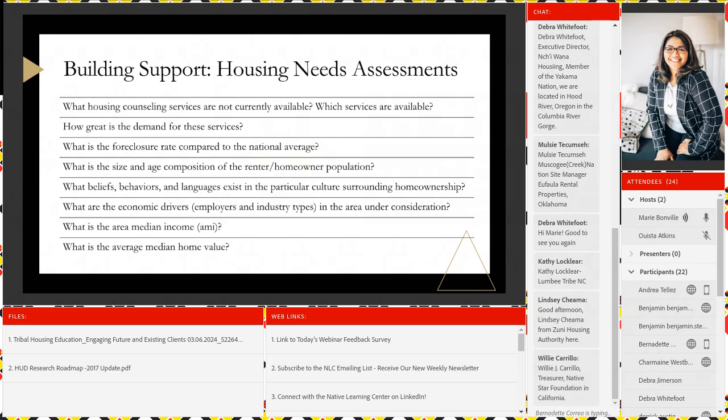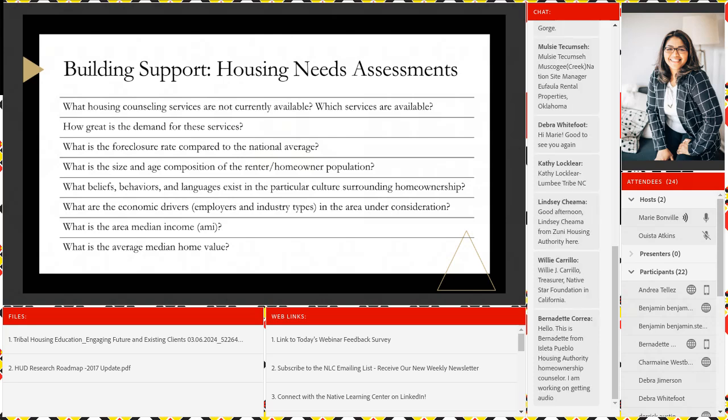So the types of questions that you want to make sure you're asking is, what counseling services are you not providing right now? Everyone knows what you're providing, but what are you not providing? Is it rental education? Is it homeownership? Some folks don't have homeownership opportunities available in their communities, or maybe they're in an urban setting, right? And so what does this look like for you and your organization as far as the housing counseling services you want to provide?